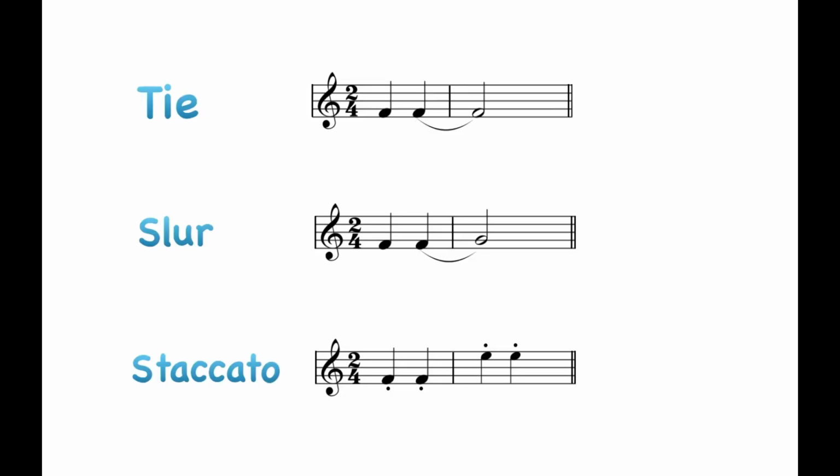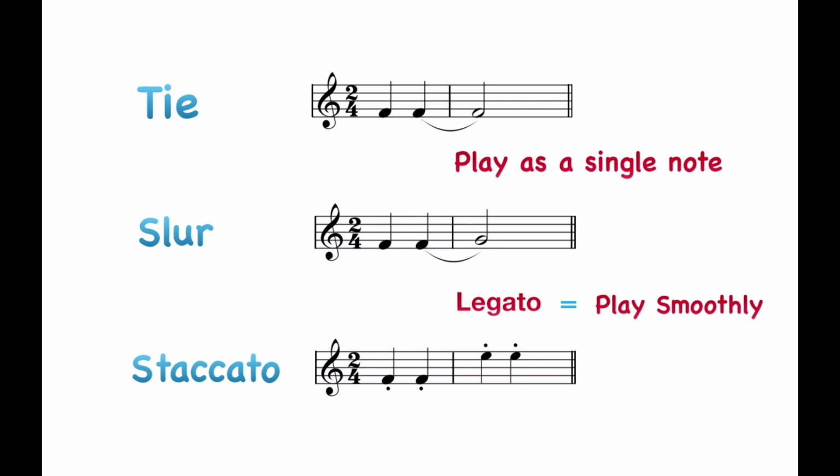So if we take a look at the 3 things we've learned, a tie are 2 of the same notes that you play as a single note, and you have to add their durations together. A slur means you have to play legato, so play smoothly. And the little dots underneath or above the notes which tell you to play staccato mean you have to play the note detached, which is just short and sweet.